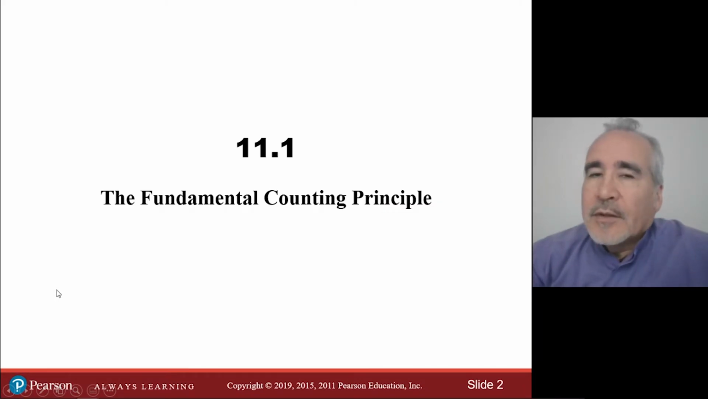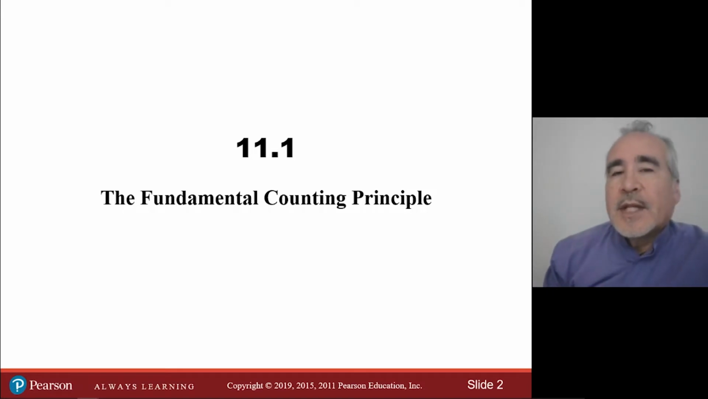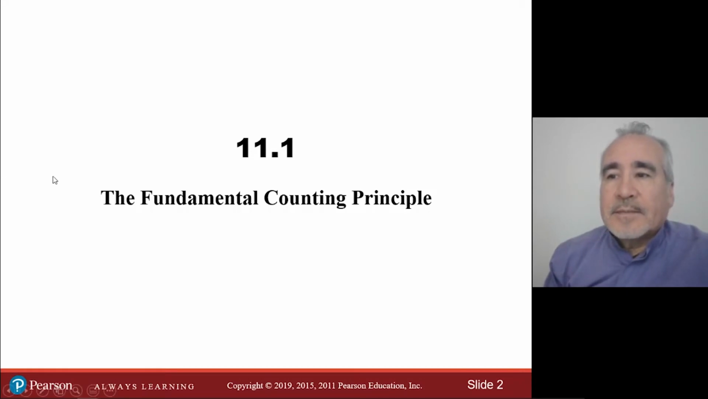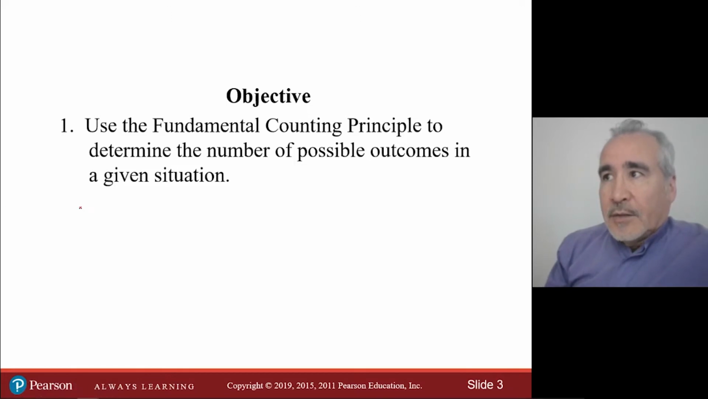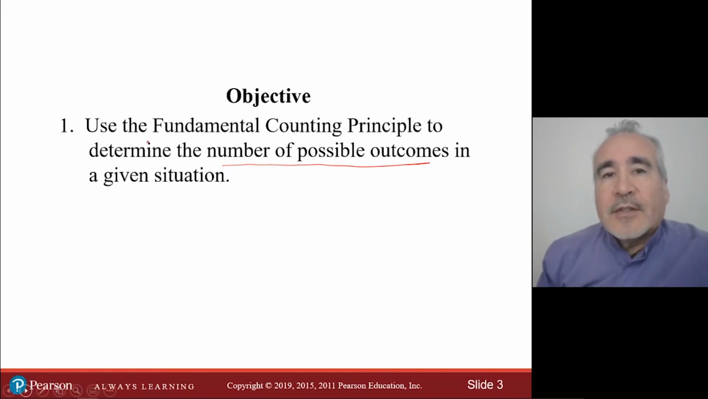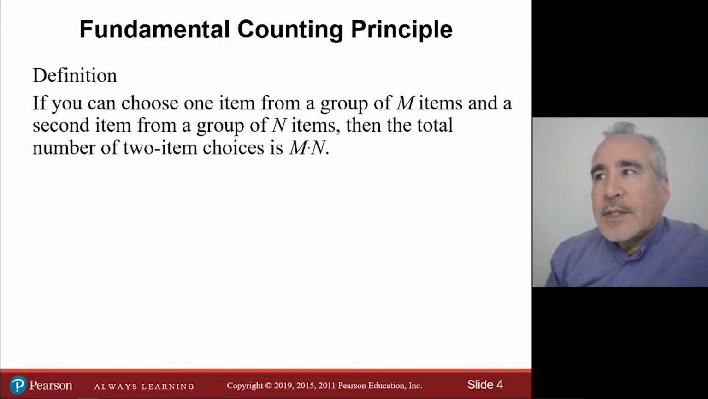Okay, so the first section is just the fundamental counting principle, and that's based upon multiplying. So what does that mean? Well, let's take a look. It's a way that we're able to determine the number of possible outcomes for a particular situation. We count how many ways something could happen. So here's, again, a mathematical definition.